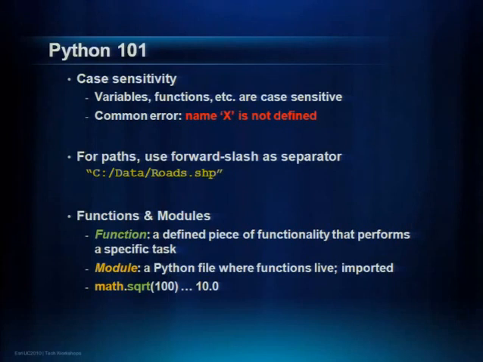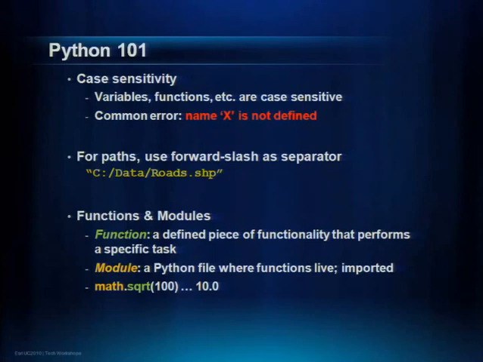Another thing is when you're specifying a path in Python, you should just go ahead and use forward slashes as the path separators instead of the common backslash. There are additional characters you can use as separators, but forward slashes work in both Windows and Linux, so it's good to just stick with that one.